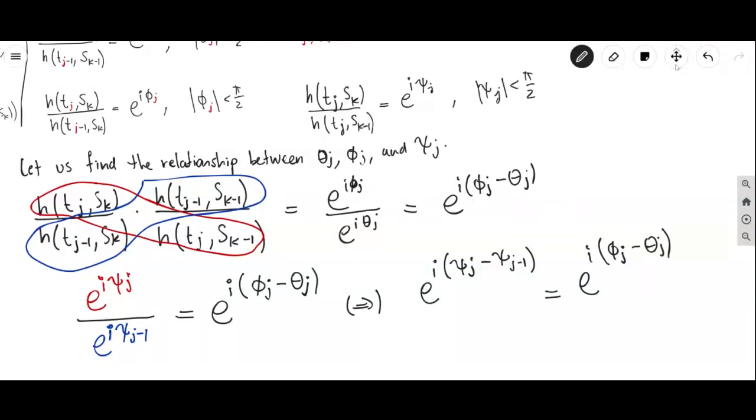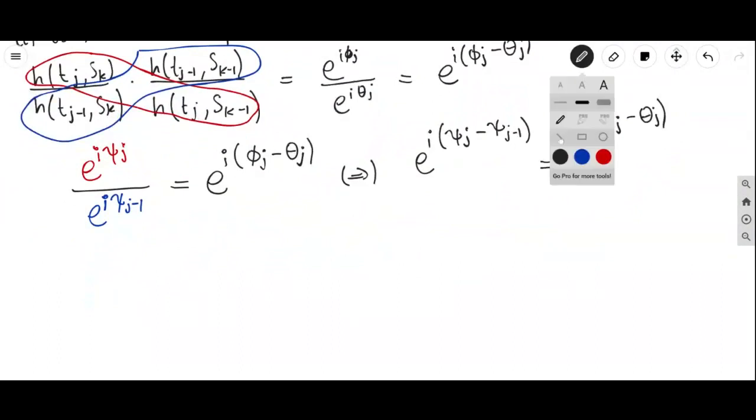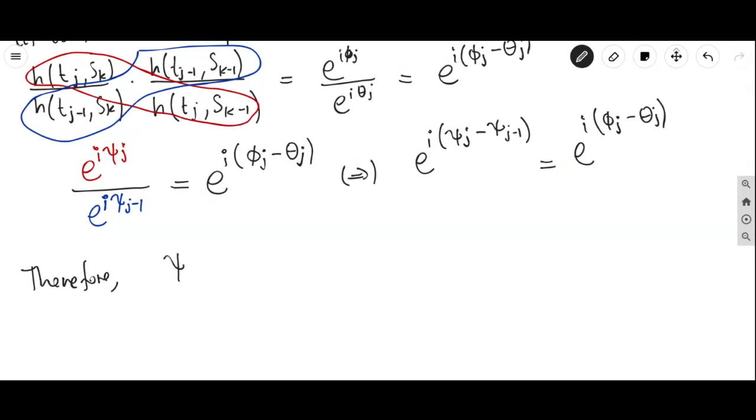Okay, so they're equal to each other. Now, just because complex exponentials are equal does not mean the angles have to be equal. It means the angles have to be equal up to a multiple of 2 pi. So therefore, phi cj minus cj minus 1 is equal to theta is equal to phi j minus theta j plus some multiple of 2 pi. So some integer.